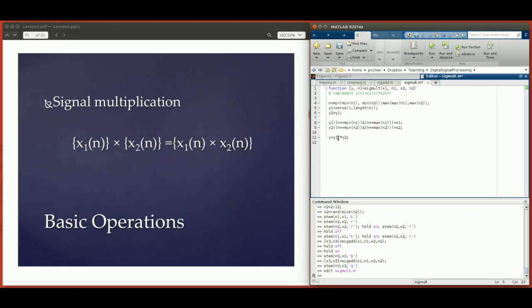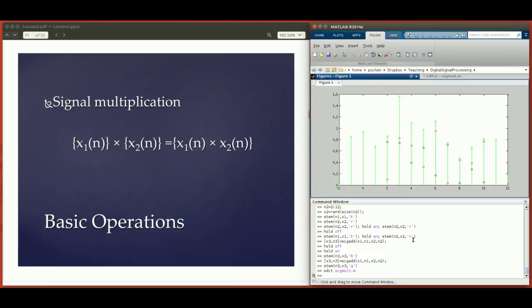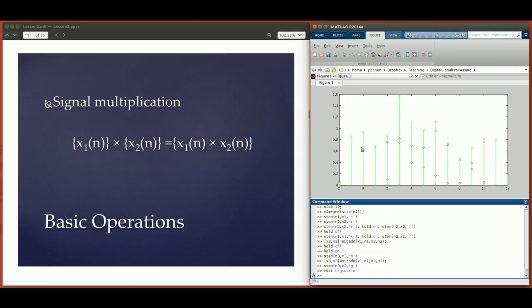And at this point you can just do a dot multiply, an element-wise multiplication, then that's it. So let's save it. That's going to be our multiplication operation. It's basically the signal multiplication operation, element-wise signal multiplication operation. So let's again come back to the figure and let's try it out.